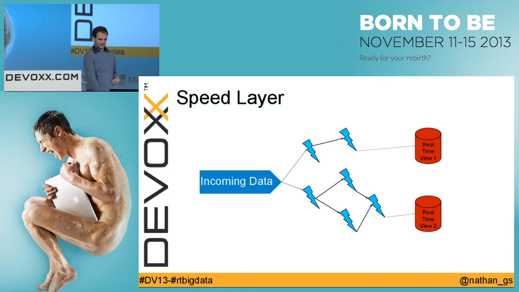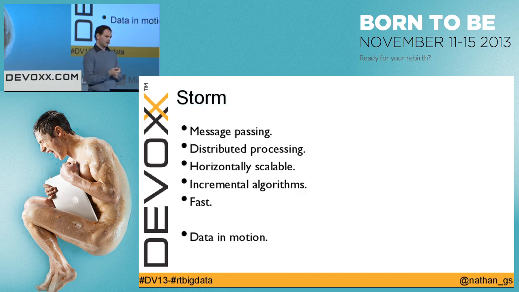But let's first talk a bit about Storm. I think Storm is an excellent candidate for the speed layer, but it doesn't have to be Storm. I think something like Akka or Spark Streaming might be interesting as well. But I think it's essential that you do some message passing, and ideally it should be distributed, horizontally scalable and fast. It's really data in motion.